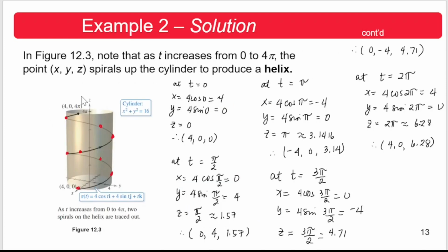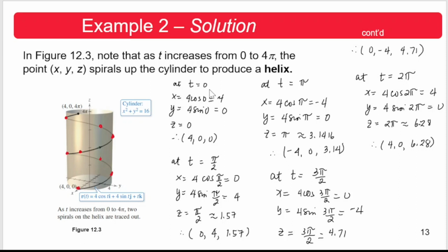So as you can see in this figure, as your t increases from 0 to 4 pi, the point x, y, z spirals up the cylinder to produce a helix. And this can be obtained by assigning values to t, then you solve for the x, y, and z coordinates. Because we know that t is from 0 to 4 pi, you can assign values for the t variable from 0 to 4 pi.